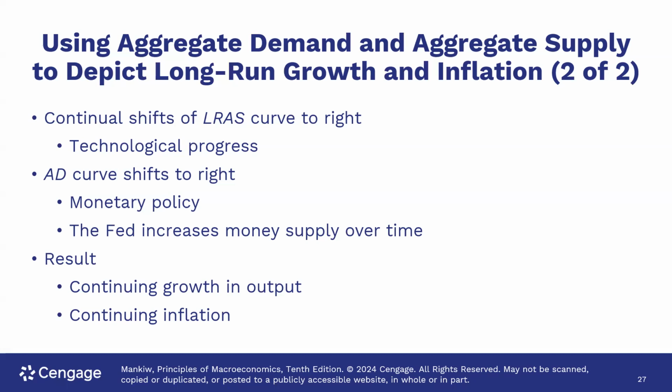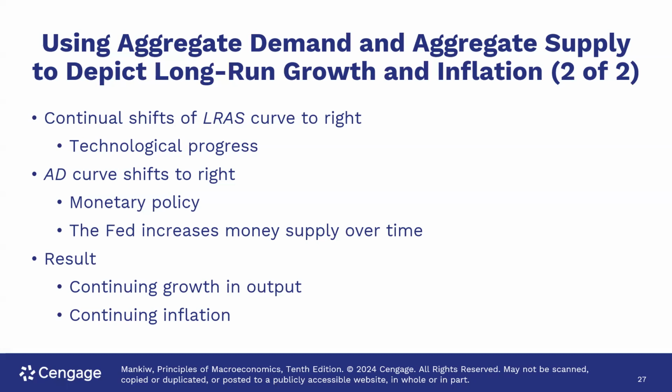And the aggregate demand curve, the AD curve, shifts to the right. For example, with monetary policy, when the Federal Reserve lowers the interest rate, the entire aggregate demand will increase. And when the Fed increases the money supply over time, it will lead to a continuing growth in output and continuing inflation, right?